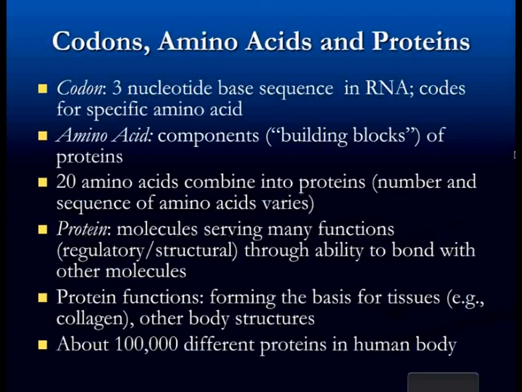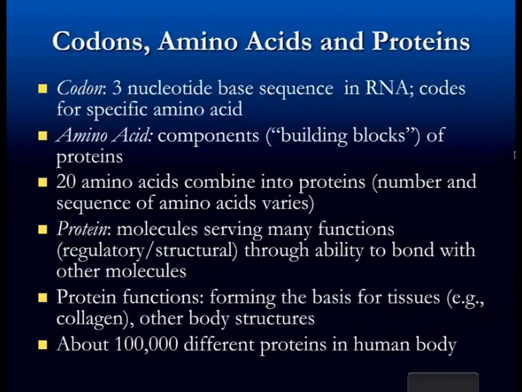And that's what's being indicated here. All right, so let me give you a little more explanation so you can understand the process. Here's some definitions. The codon is the three nucleotide base sequence in RNA. It codes for a specific amino acid, okay? An amino acid is a component or building block of proteins. There are 20 different amino acids. They combine into proteins, but the number and sequence of the amino acids varies. In other words, the way you create sentences, you mix up the words. That's how it works.